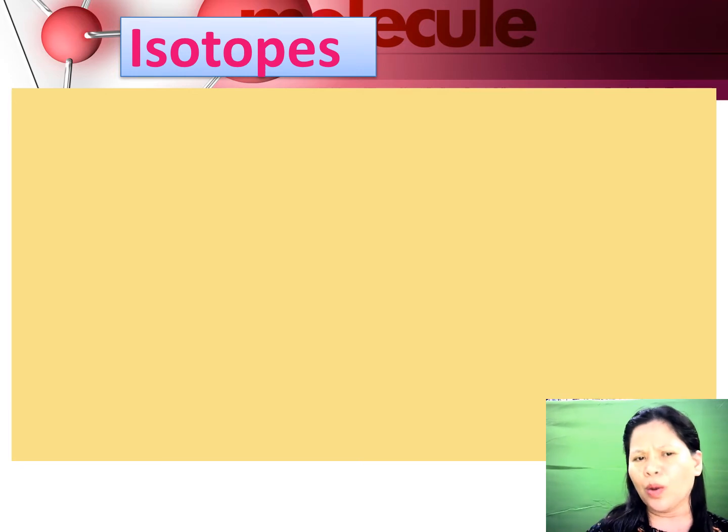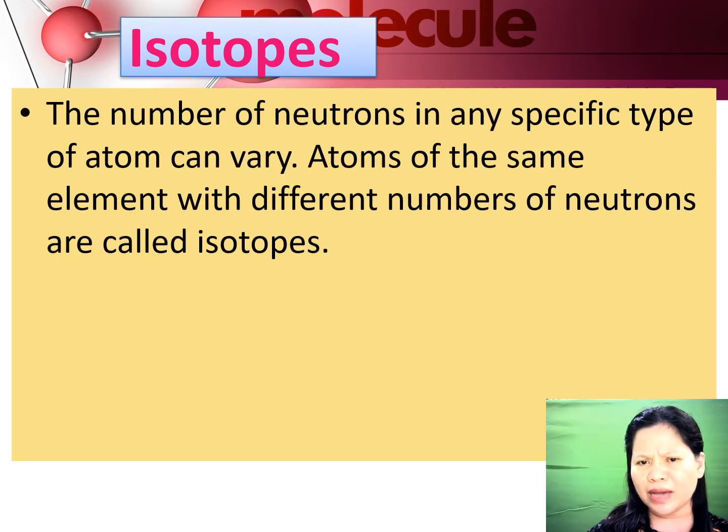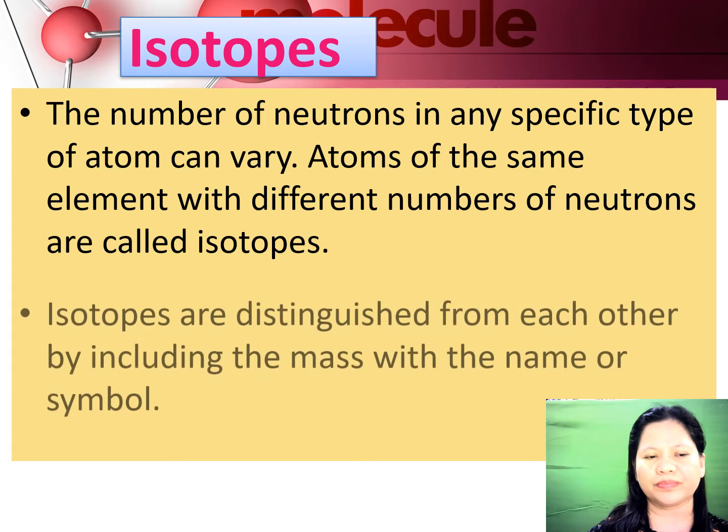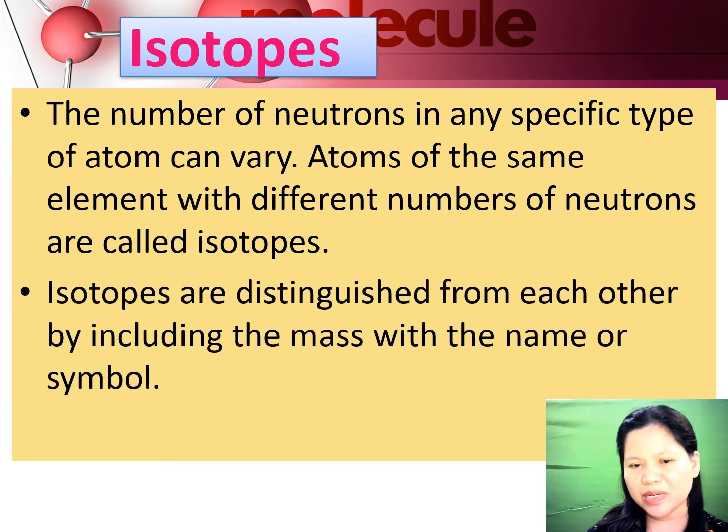How do we identify whether it is an isotope? The number of neutrons in any specific type of atom can vary. Atoms of the same element with different numbers of neutrons are called isotopes. So in short, what varies is only the number of neutrons and the atomic mass, but the others are still the same. Isotopes are distinguished from each other by including the mass with the name or symbol.